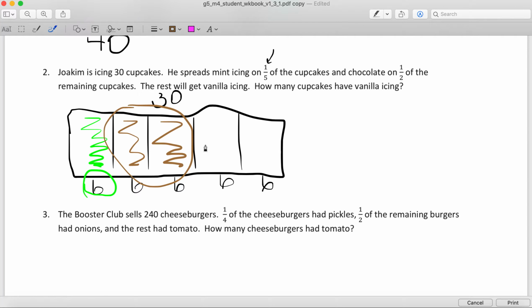Then it says the rest will get vanilla. So that means that this is what's left over. Dr. Marlin is going to shade that a very light yellow. Okay? Just so that you can see. This is what gets vanilla. How many cupcakes is that? That's 12 cupcakes. 12 cupcakes.